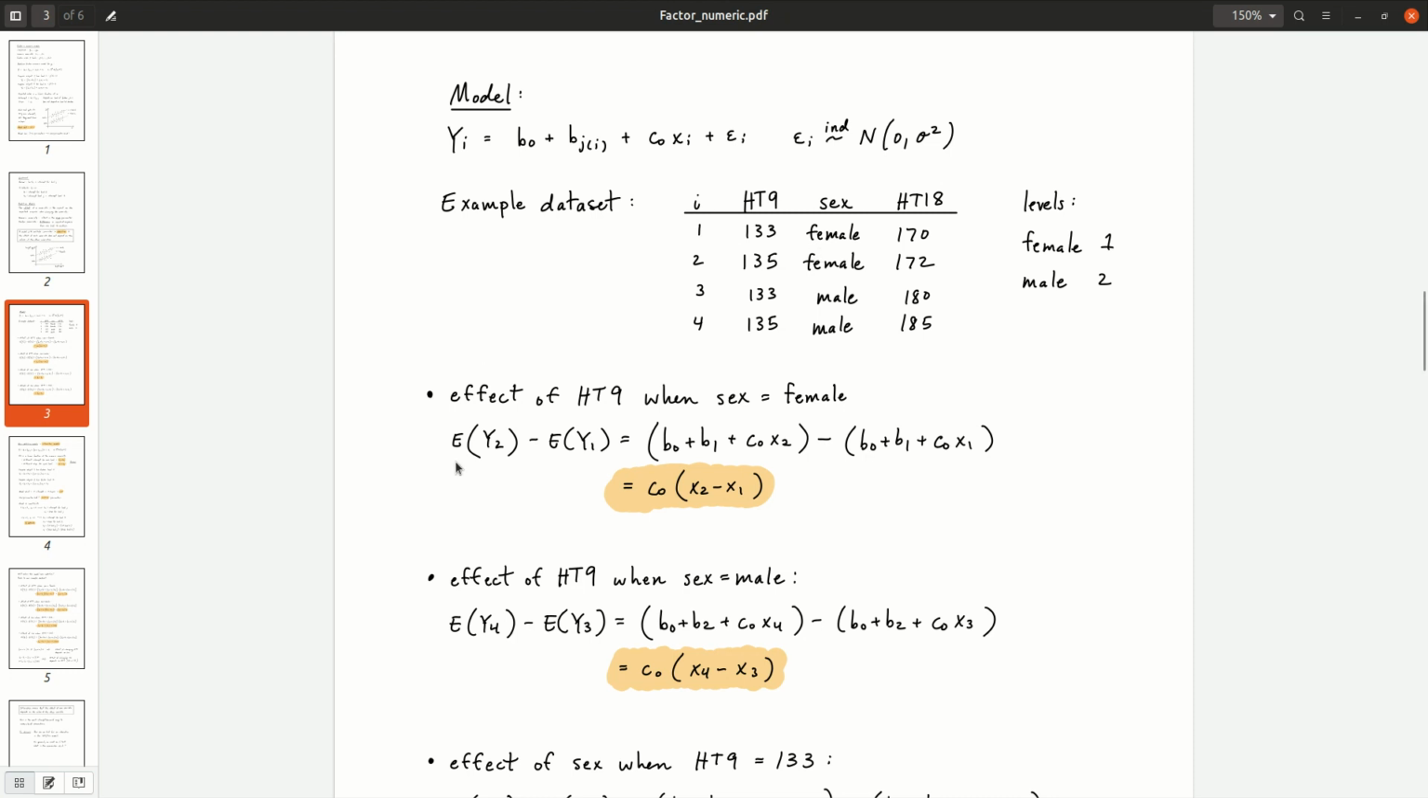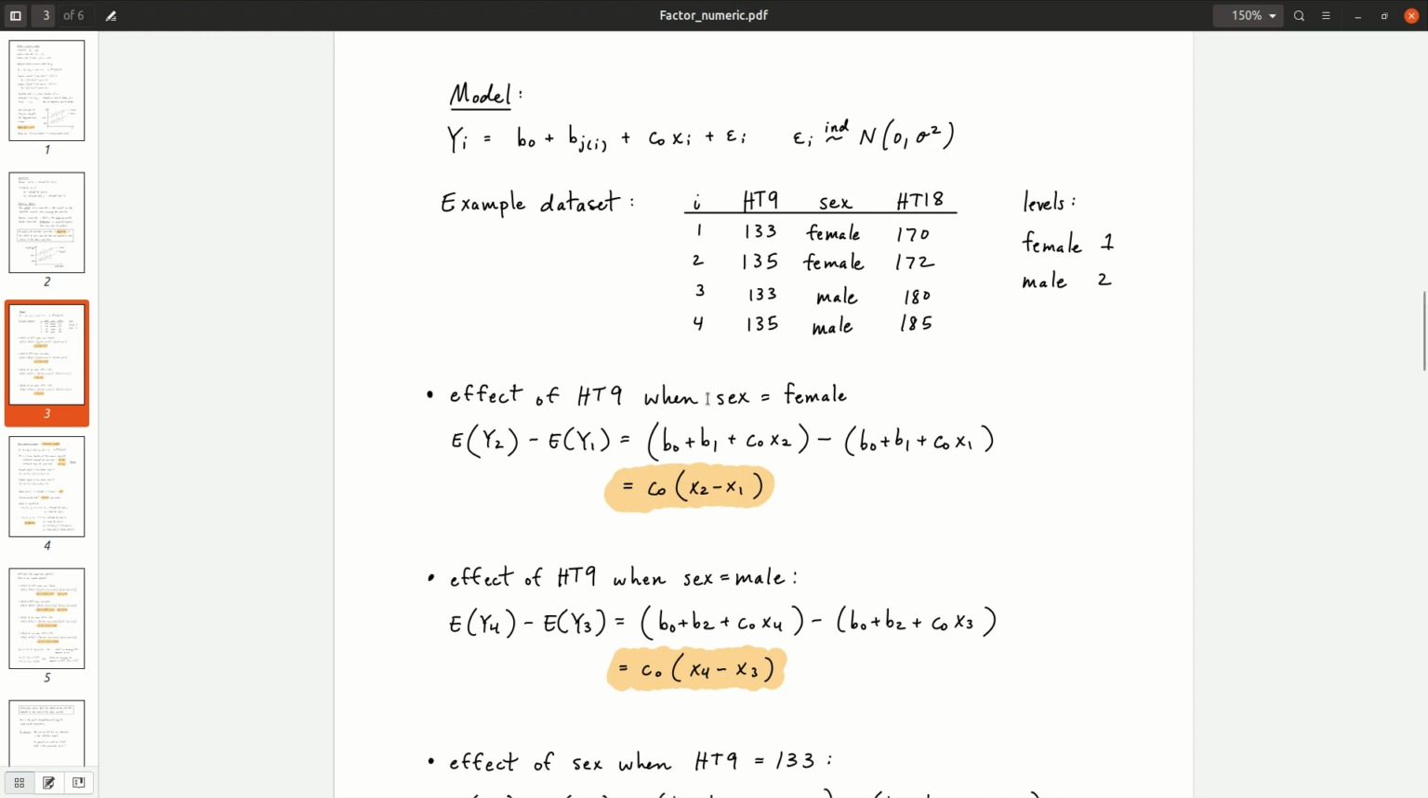So let's do that. I'm going to look at expected value y2 minus expected value y1. So expected value y2 is going to be b0 plus b1, because j of the second observation is 1, because the second observation is female, which has level 1. Plus c0 plus x2, that's just c0 xi. And then expected value y1 is also b0 plus b1, because the level is female, which is the first level, plus c0 plus x1.